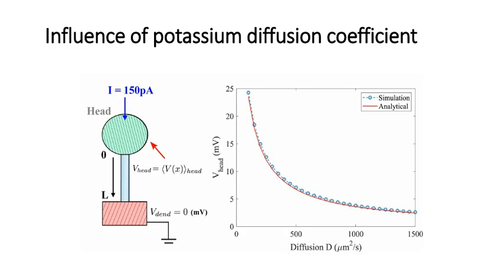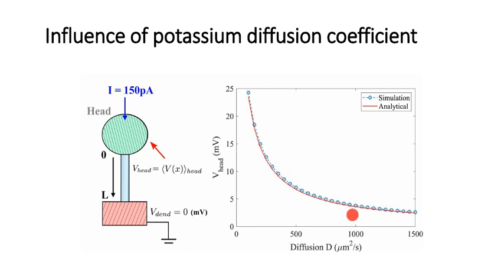Then we performed another simulation to look, for example, at the influence of the potassium diffusion coefficient. What was very interesting is that although in the literature there is no absolute consensus about this value, it can vary when you measure it outside the cell, from 2000, whereas inside the cell, due to tortuosity, the diffusion coefficient can probably be divided by 10.